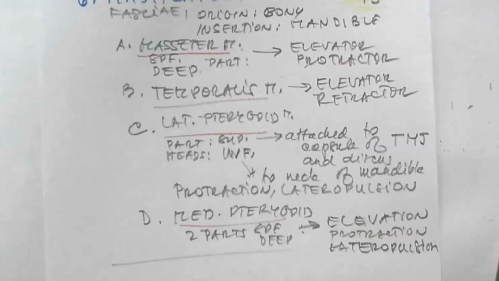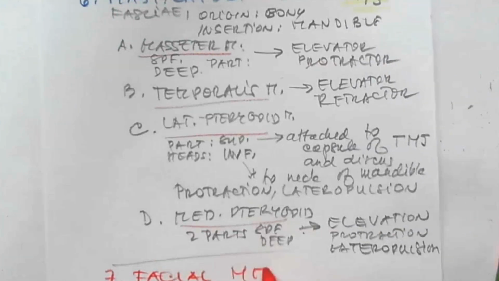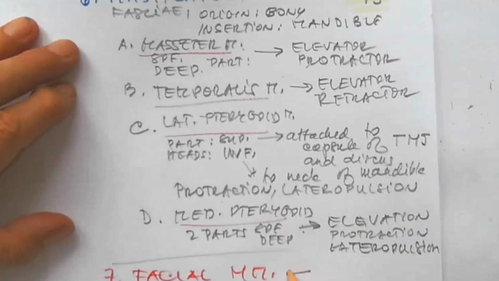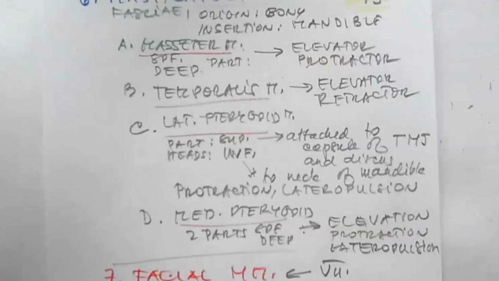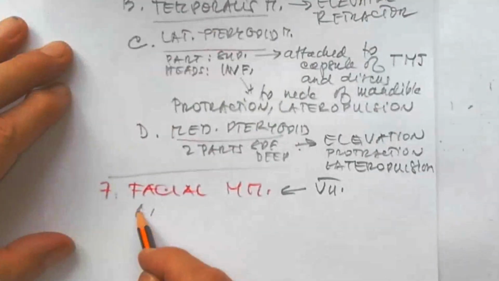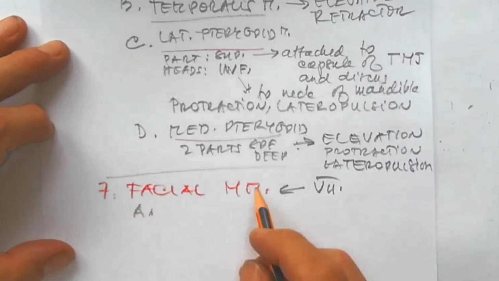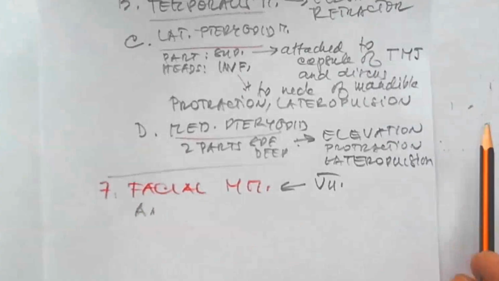And the last group is number 7, facial muscles, or we could say muscles of facial expression or muscles of the face, as you wish. All of them are innervated by cranial nerve number 7. We have some categories, A, and instead of numbers we would use letters.